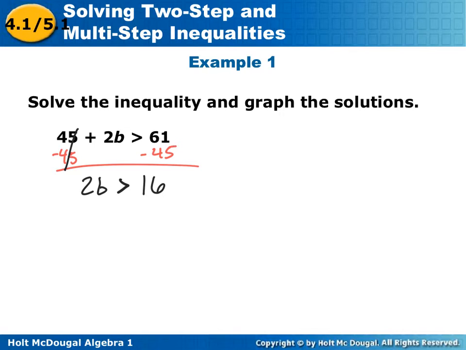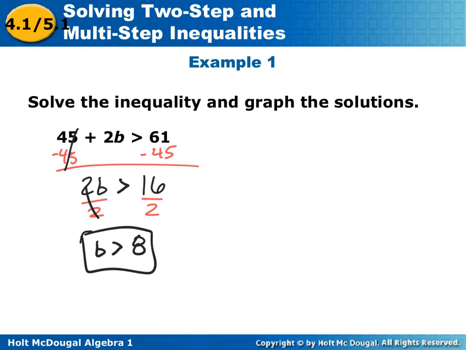Now, this problem is pretty self-explanatory and pretty straightforward, because to solve this, what is the thing we have to do? Divide by 2. So as of now, everything we have done is just like what we would do if there was an equal sign there, right? So you solve this and you end up getting b is greater than 8. Okay? Now, that's the part for solving the inequality. Now we have to graph it. Okay? I give you these a lot of the times, but sometimes I don't. So right here I did not.